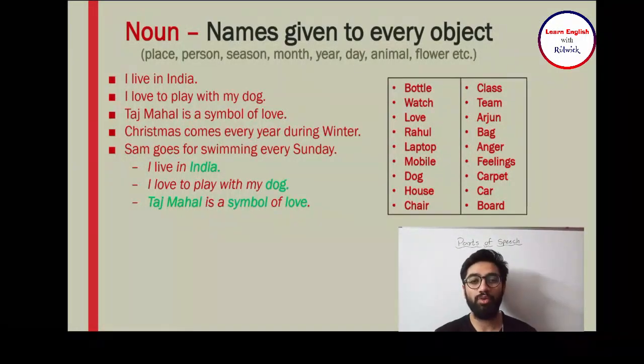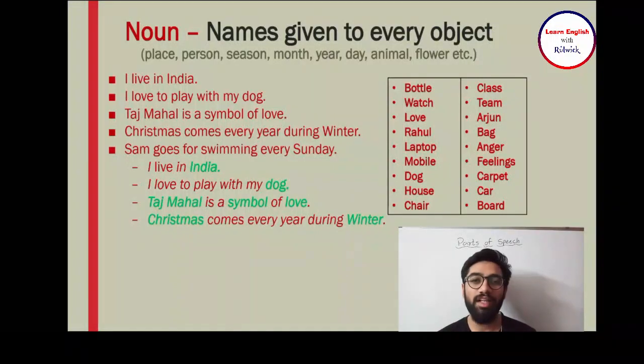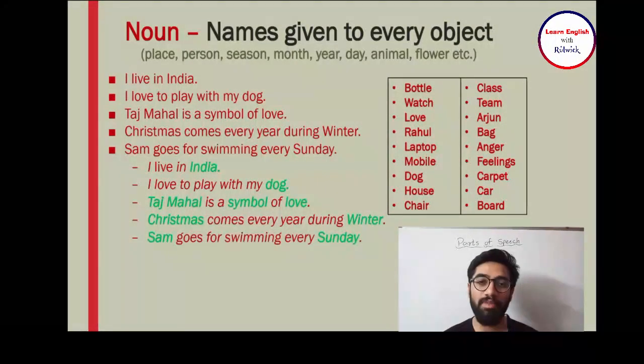In the next sentence we have 2 nouns. The first is Christmas and the second is winter, because Christmas is a name given to a festival, whereas winter is the name of a season. And in the last sentence again we have 2 nouns. The first is Sam, that's a proper noun, the title of a person, and the second is Sunday, that's the title of a day. So there are lots of categories of nouns, and again we'll create a new video. I'll share that video on this channel very soon to talk about this topic in depth.